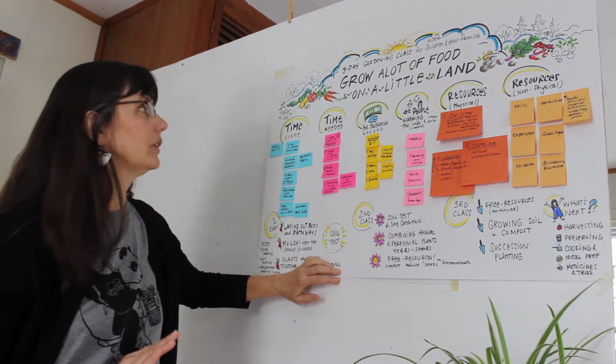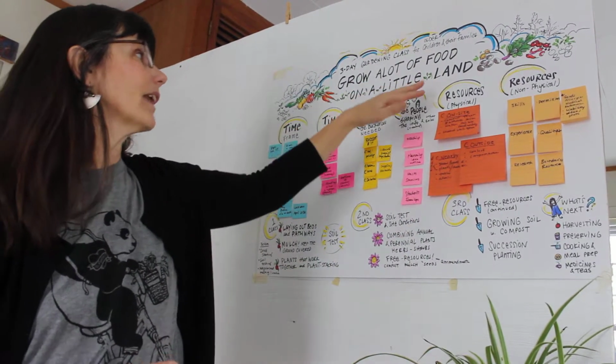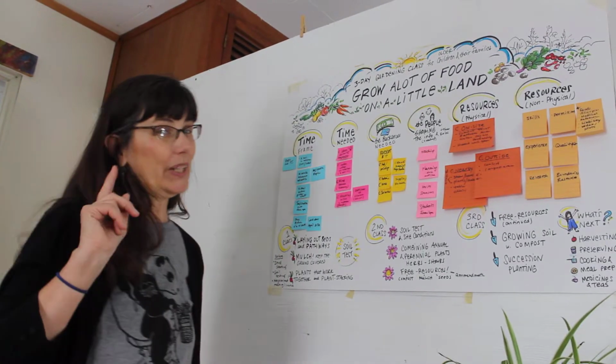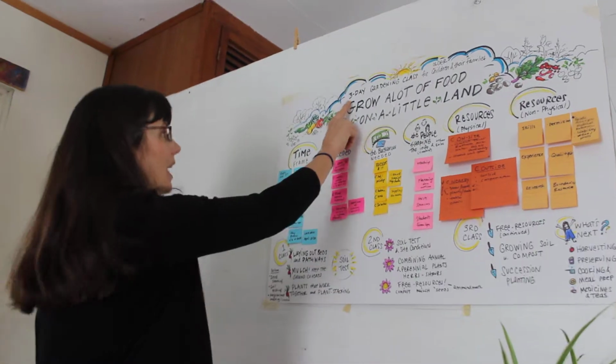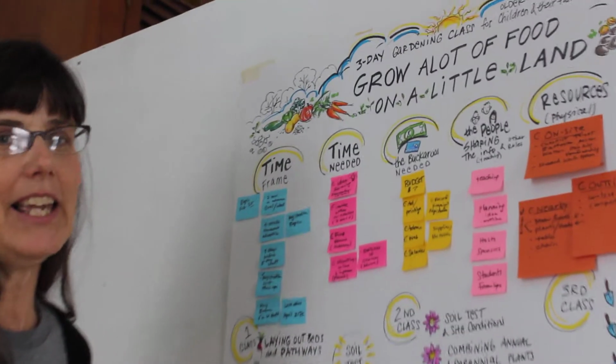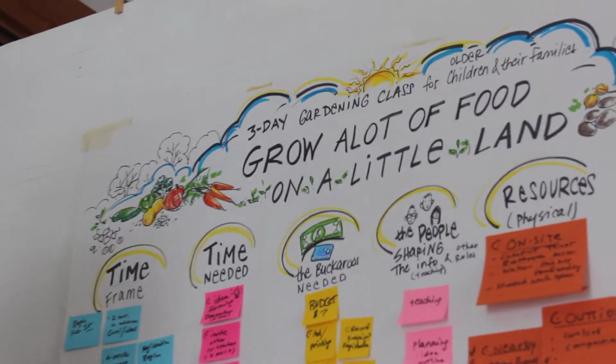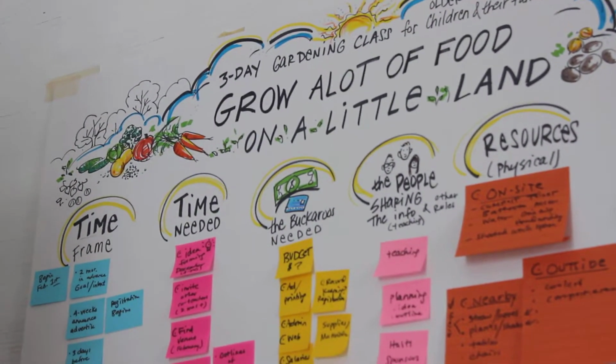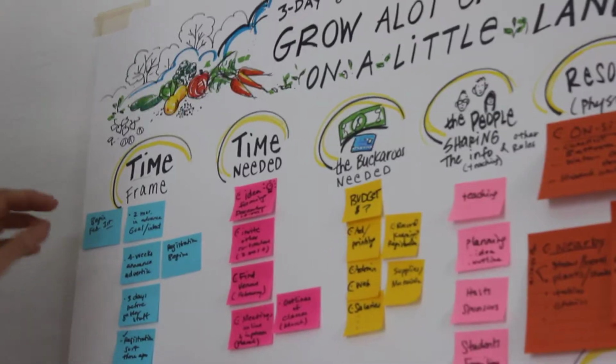And I'm going to share with you, with our Grow a Lot of Food on a Little Land, how I went from this being a one-day class to becoming a 3-day class. And it happened because of this implementation part of the design project. I started looking through all the different aspects.